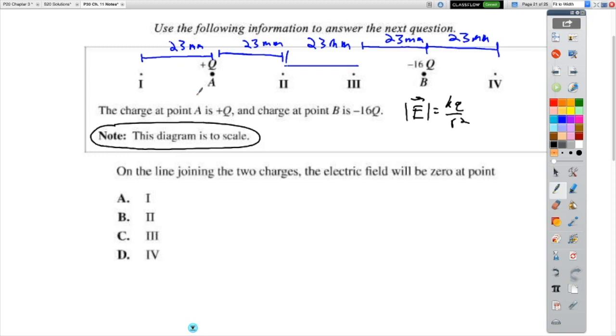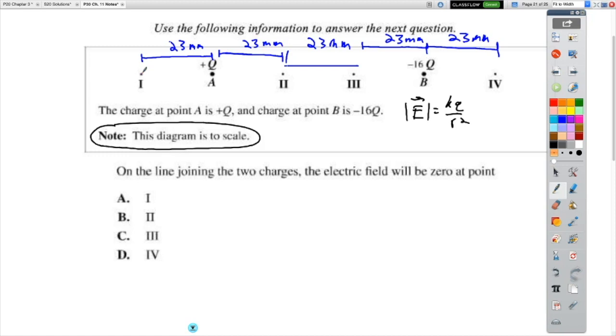So let's figure out first, let's just go one at a time. Let's start at point 1, okay? And we'll go until we figure out what we need. So if I'm at point 1, which way is the electric field? Split it up one at a time. If I'm at point 1, which way is the electric field caused by A?